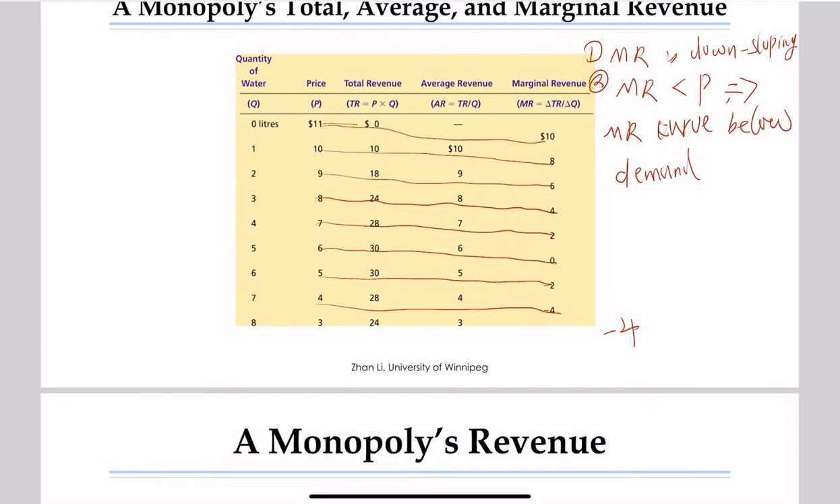Why do we get this? Well, it's actually very easy to understand. Let's say this is the demand curve. Then the marginal revenue curve has to look like this. That's how you get marginal revenue smaller than price, because this is the price and this is the marginal revenue, right? You can only get marginal revenue smaller than price if the marginal revenue curve lies below the demand curve, right?